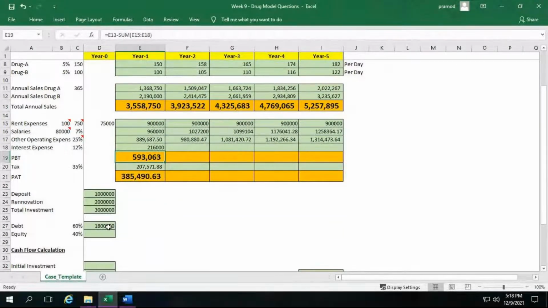For this tax, whatever you are going to take, the 35% tax rate will be the same for all amounts. Likewise, for the debt, if I want to find the interest expense, it will be the same debt amount. So, to not change the references, you make this one absolute.